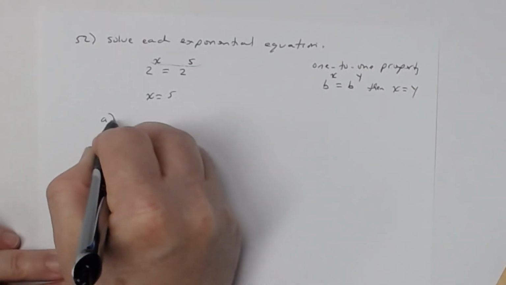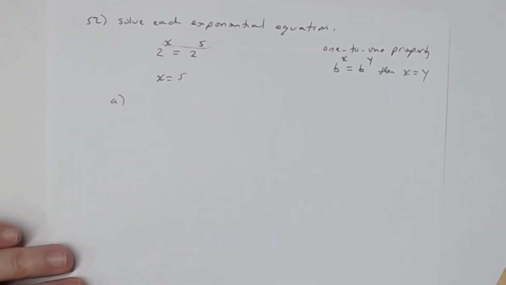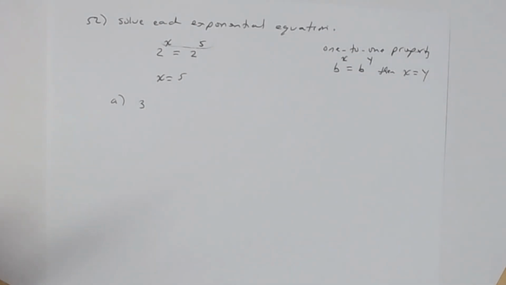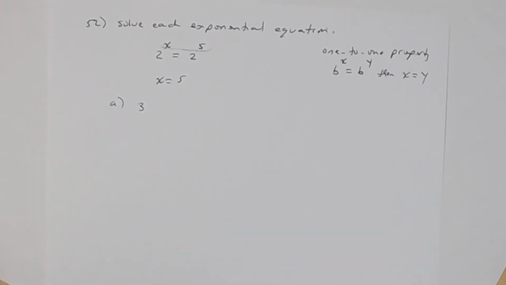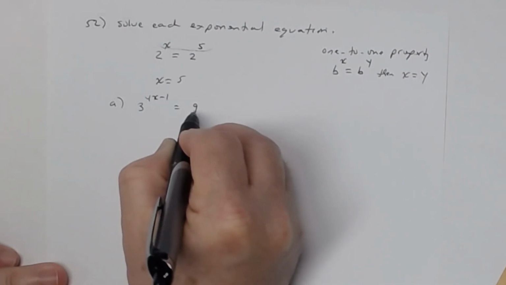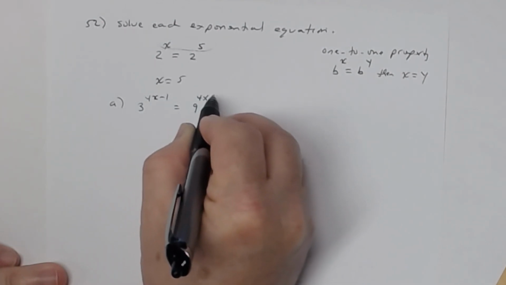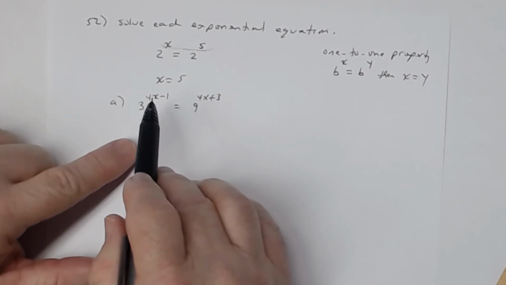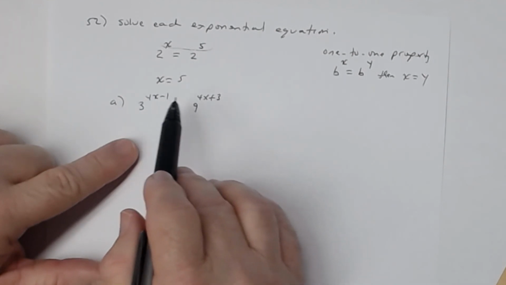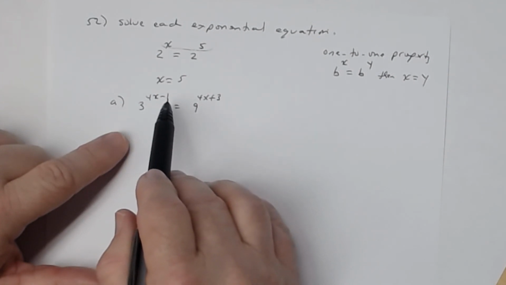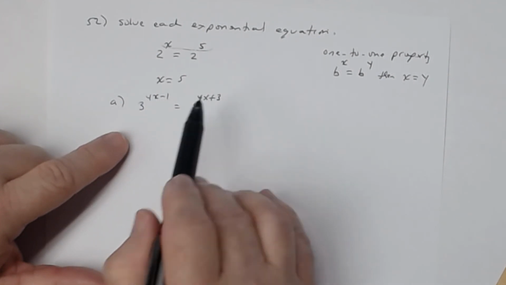So we're going to start out with the first one that's in number 52. You have 3 to the 4x minus 1 equals 9 to the 4x plus 3. Now, I have this exponential equation, and I want to solve for the variable x. I want to find out what value of x will make 3 to that expression equal 9 to that expression.